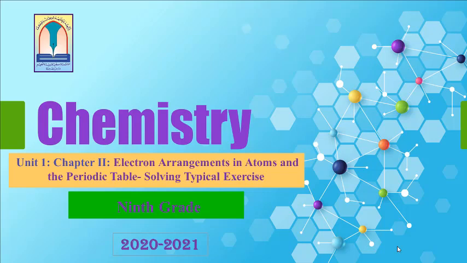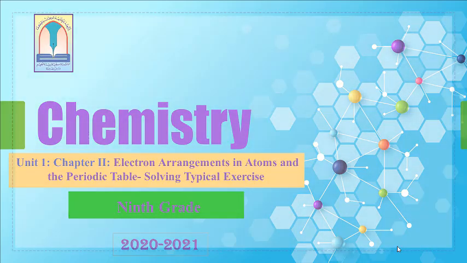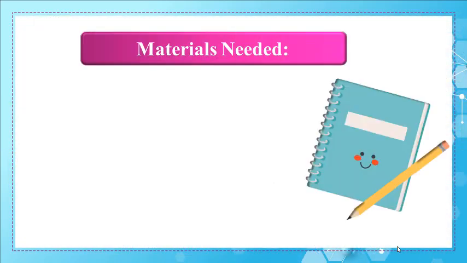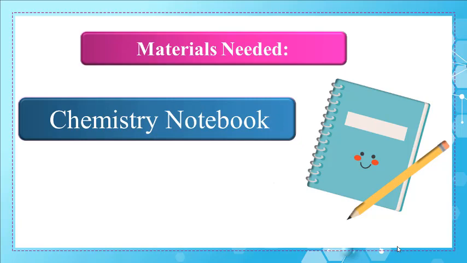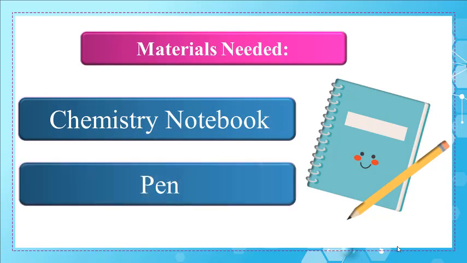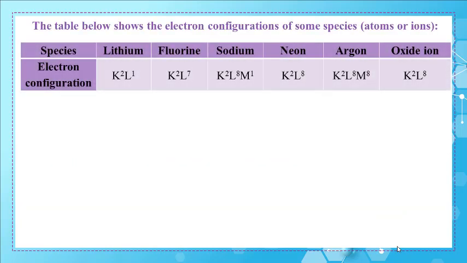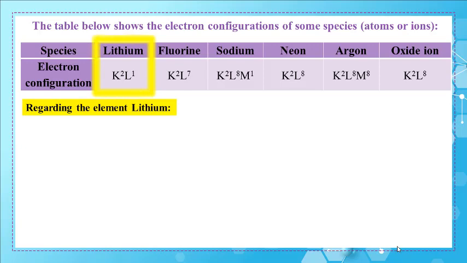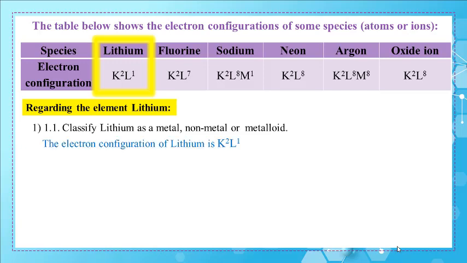In this video, we'll solve together another typical exercise related to Chapter 2 entitled Electron Arrangements in Atoms and the Periodic Table. Just sit in a quiet place, bring your chemistry notebook and a pen, and let's start. The table below shows the electron configurations of some species, atoms or ions. Regarding the element lithium, classify lithium as a metal, nonmetal, or metalloid.